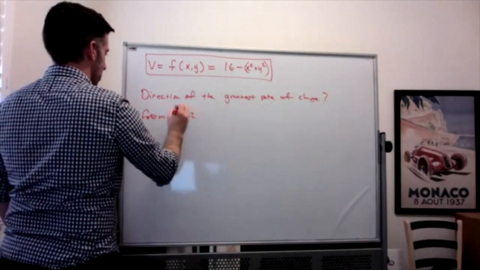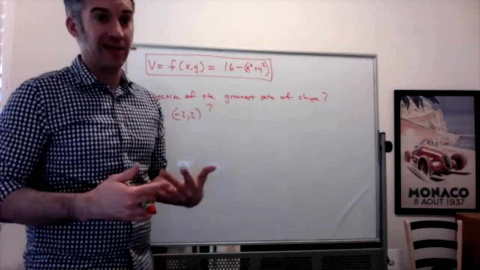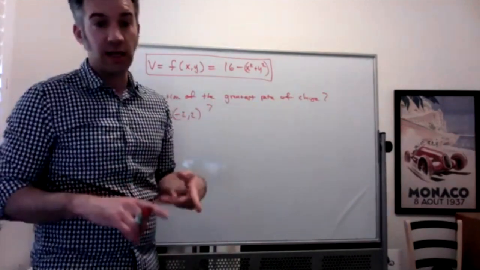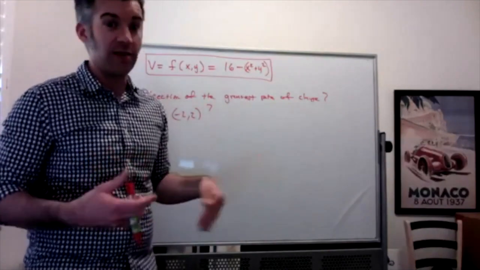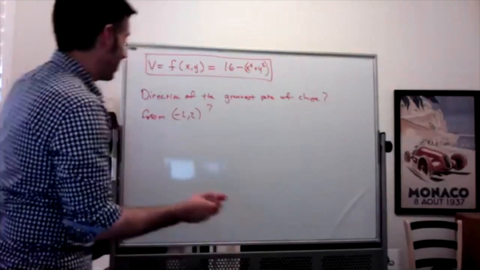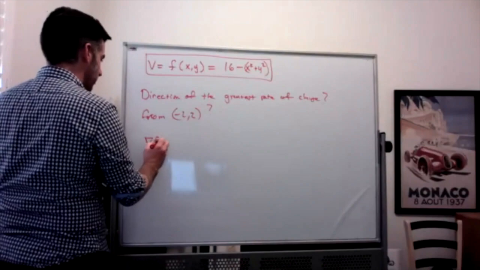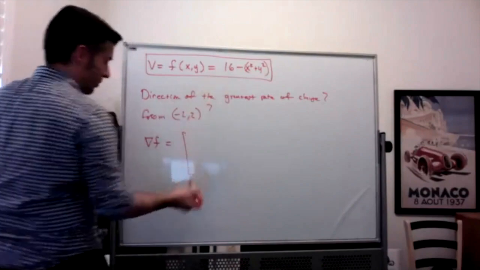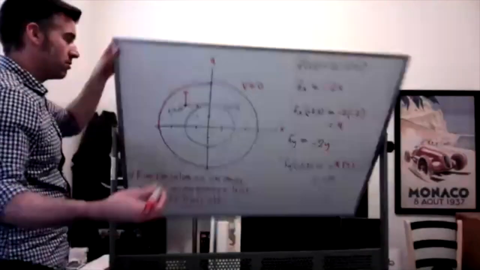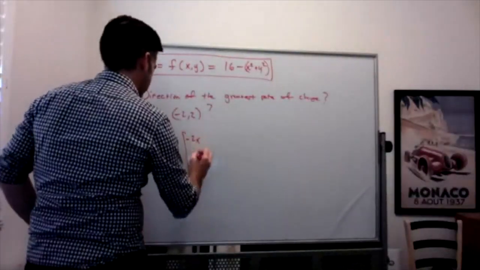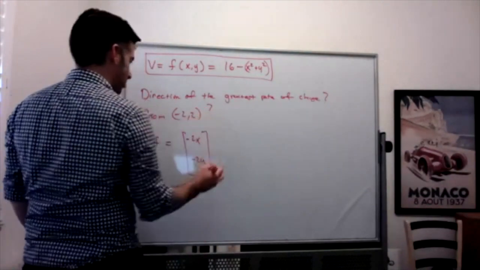Okay. When someone asks you about the greatest rate of change, the answer is always the gradient. Meaning, if they're asking for the direction, it's going to be the direction of the gradient. If they're asking for the magnitude, it will be the magnitude of the gradient. So we need to find the gradient at that point. We already have all the pieces. It's this partial in the x component, this partial in the y component. So it's negative 2x, negative 2y. And then we're going to plug in the point negative 2, 2.